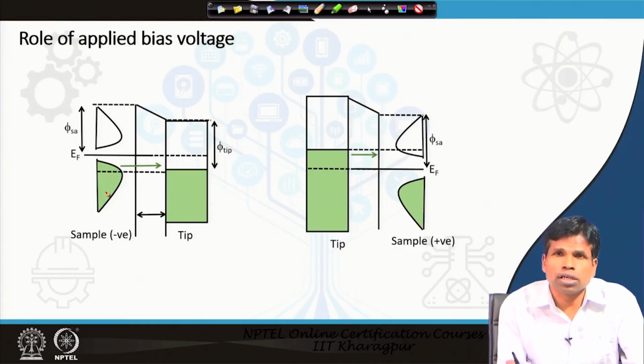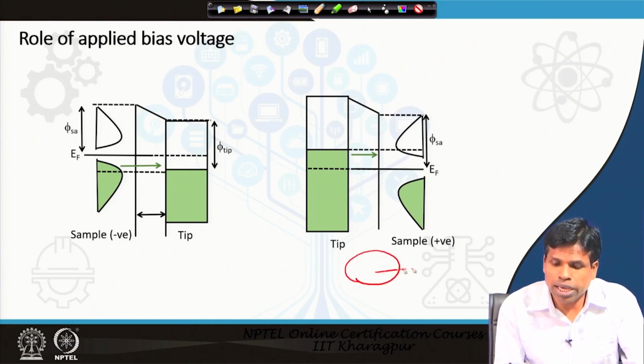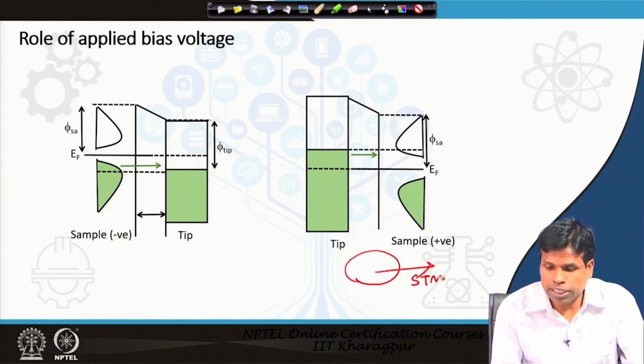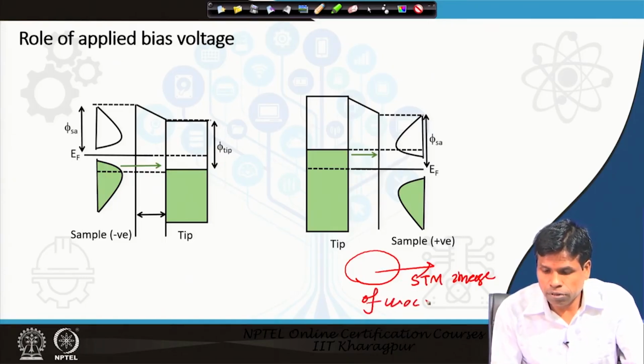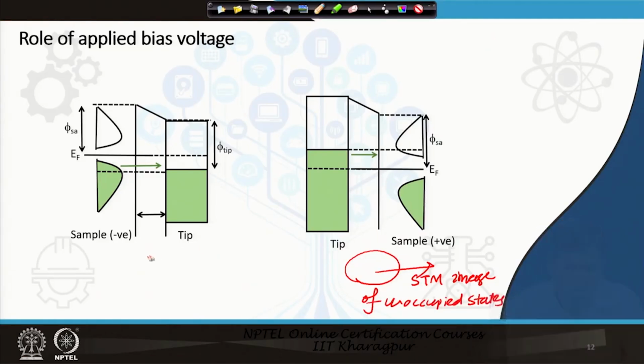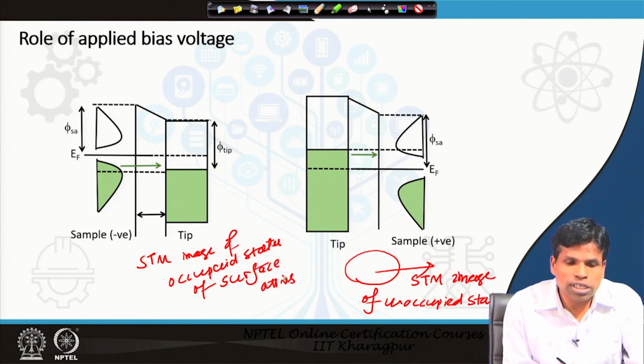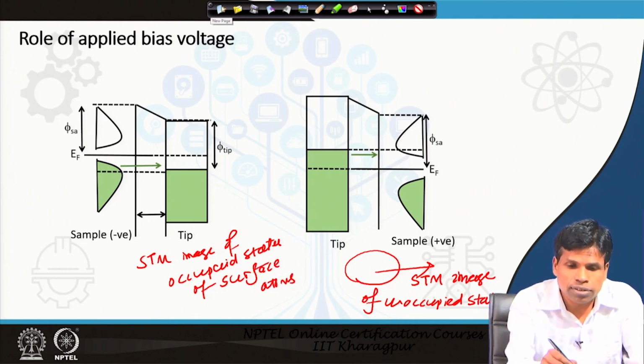states of the specimen, and in these cases we get an STM image of unoccupied states. But on the other hand, here we get an STM image of occupied states of surface atoms. So, this is the importance of applying the bias voltage.